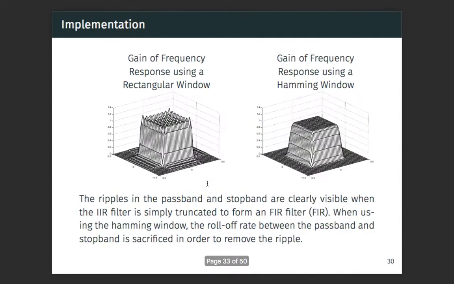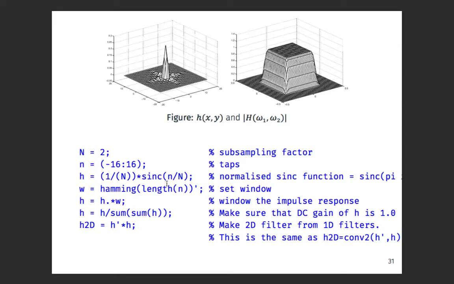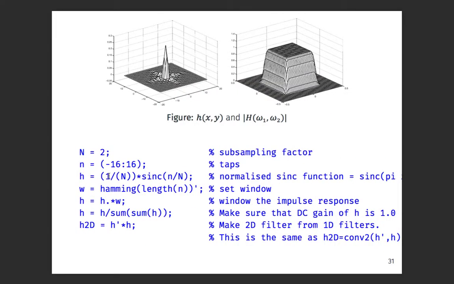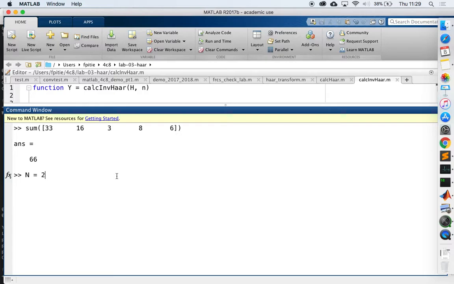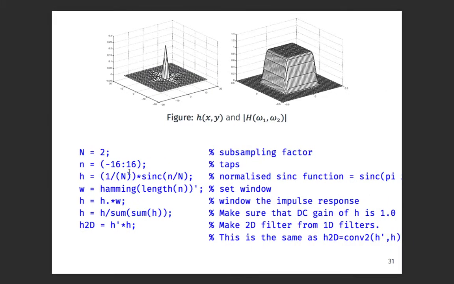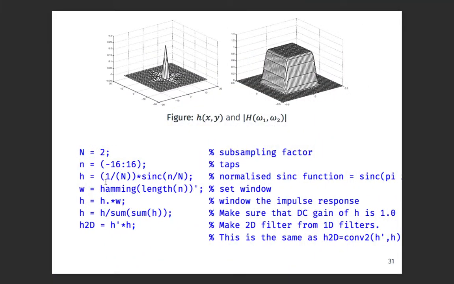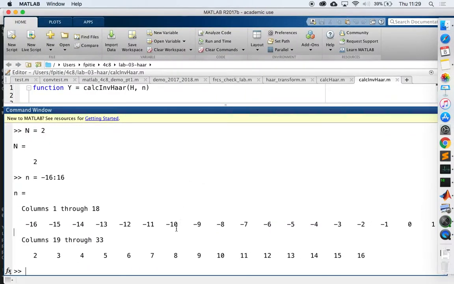All right, so when you've done this, if you use a Hamming window, you get a much smoother response, and it's a bit better. So in MATLAB, this is how you do it. Let's run that. Let's say the subsampling is 2. We're going to look at a signal going from -16 to 16, and we're going to use the normalized sinc function.